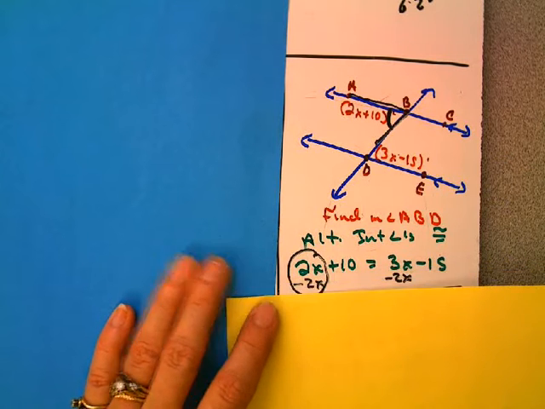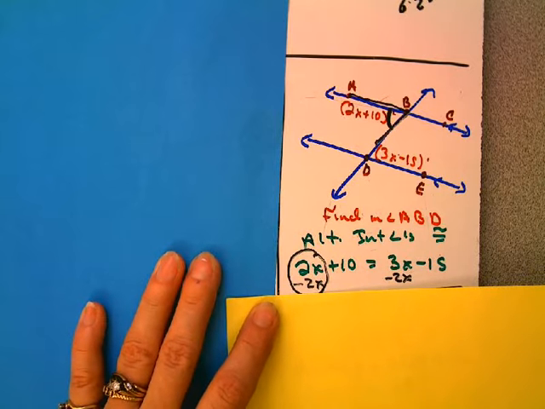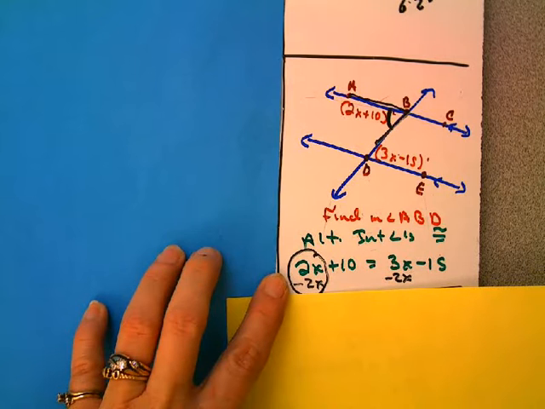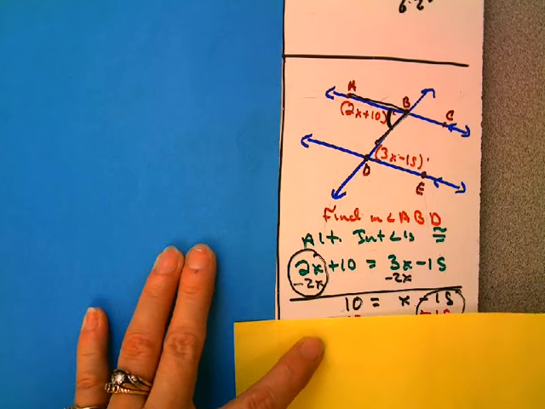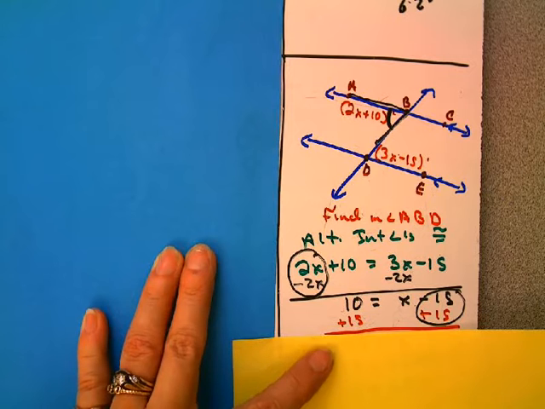I want the measure of angle ABD. So I have to plug my 25 into this expression. So angle ABD is 2 times x, or 25, plus 10. 2 times 25 is 50. Add 10 more. And you've got the measure of angle ABD equal to 60 degrees.